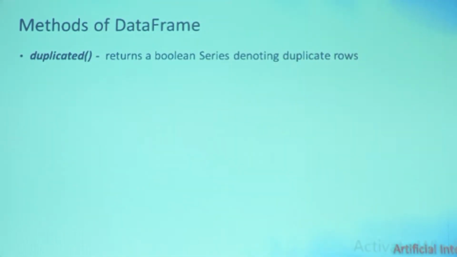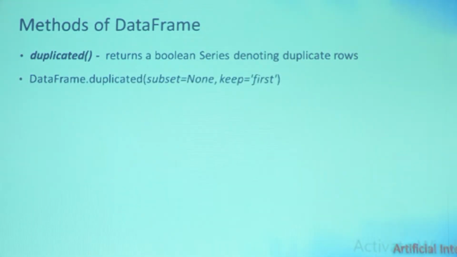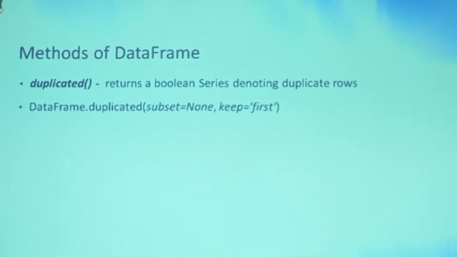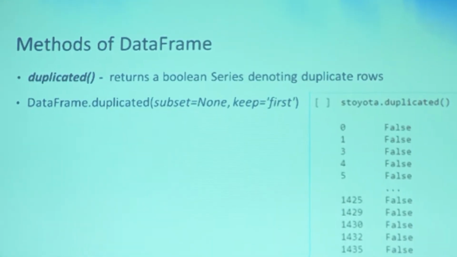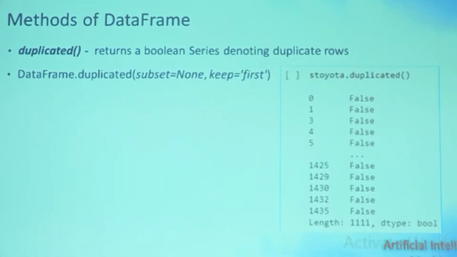Next is duplicated. Please try this one. Duplicated will return a Boolean series denoting duplicated rows. You can try to check if they are duplicated, but the next method will be dropping duplicates. I don't think in your data set there are any duplicate values. Just have a look if there are any duplicate values in the data set that we are working with. Data frame name dot duplicated, sorry. Just have a look.